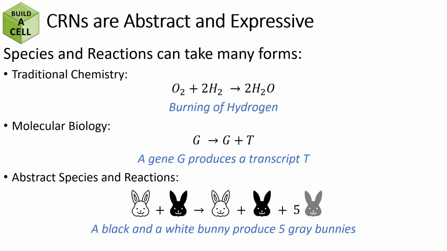And I could imagine that I'm not even talking about molecular species anymore, but I'm talking about real species like rabbits. And maybe I have a white rabbit and a black rabbit who come together to produce 5 new gray rabbits. And this can also be represented as a chemical reaction network. And here I'm not talking at all about how this happens. I'm just saying, when rabbits come together, more rabbits happen to appear, I guess, in increments of 5.